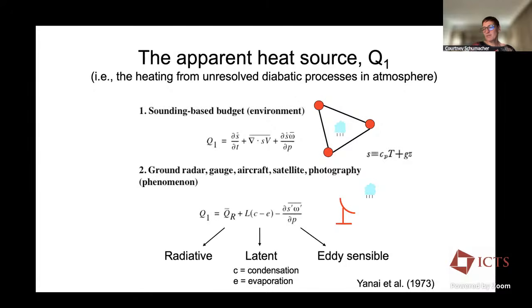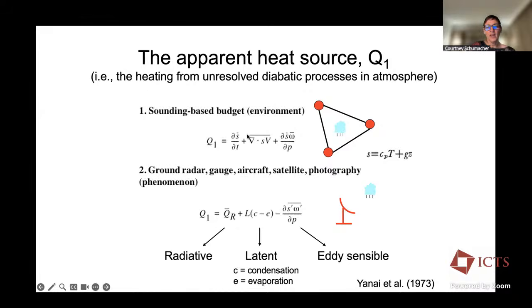And then the last bit of my talk is going to be how MCSs affect other things. So here I've talked about the different cloud types, very briefly what they like in terms of the environment, and then how do they affect the environment. So here I'm going to invoke a concept called the apparent heat source, popularized by Yanai et al.